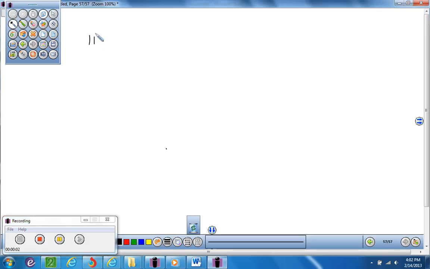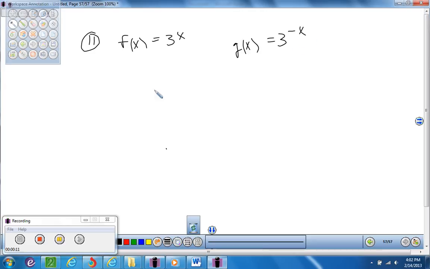Alright, here we have number 11. We have f of x is equal to 3^x. Then we're going to compare that to g of x is equal to 3^(-x). Let's plot some points and see what happens to the x's.